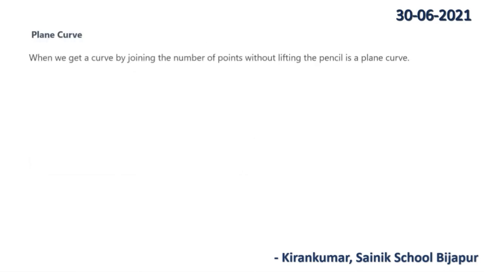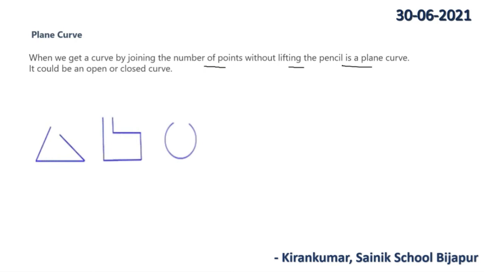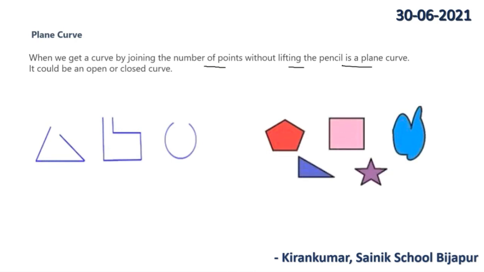What is a plane curve? When we get a curve by joining the number of points without lifting the pencil, it is called a plane curve. When we draw, it could be an open curve or a closed curve. For example, look at these figures. These figures are open curves. Look at these figures. These are closed curves. These are open curves. These are closed curves.